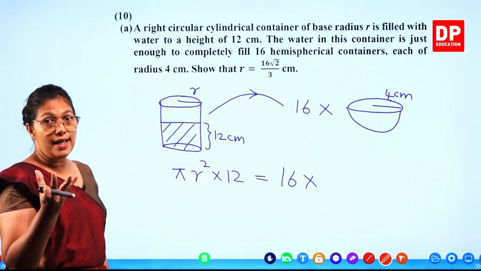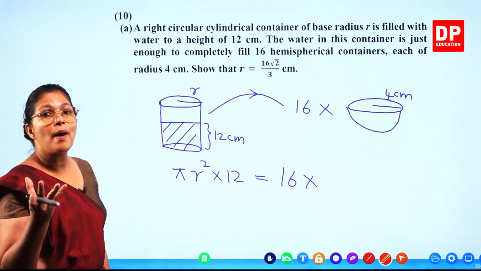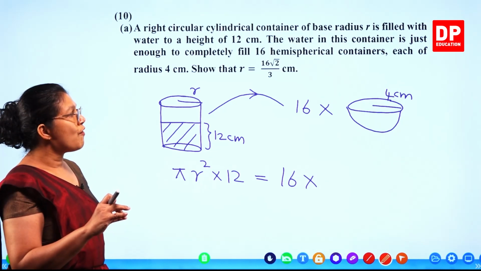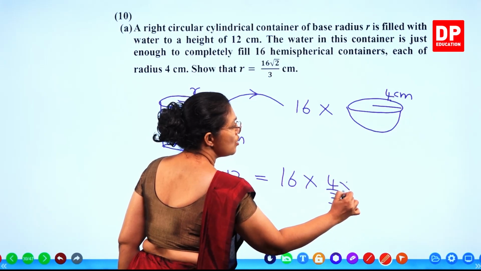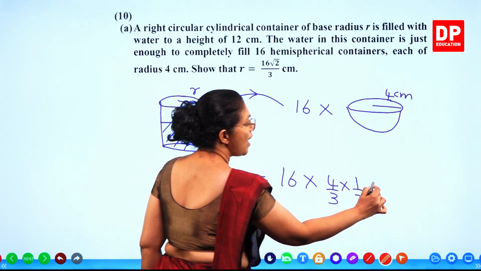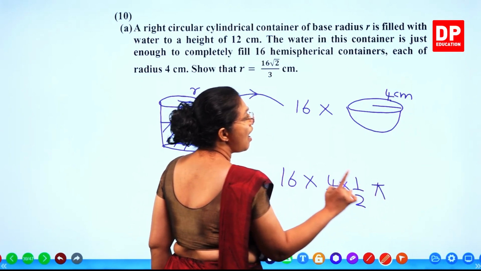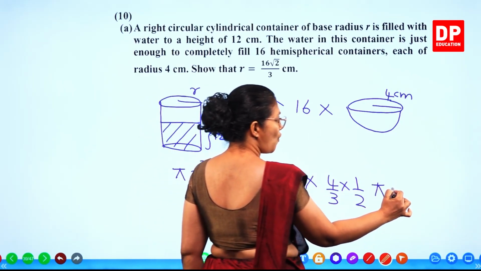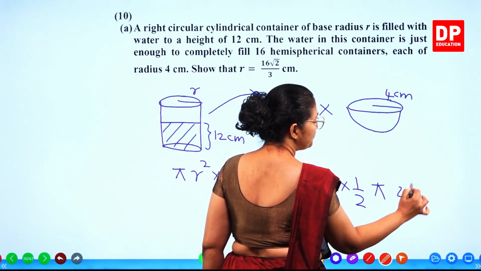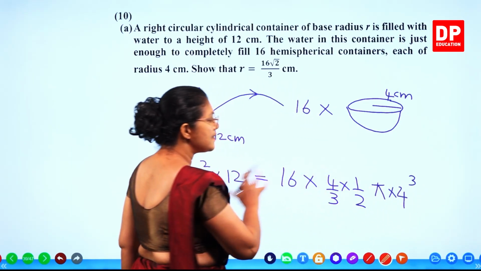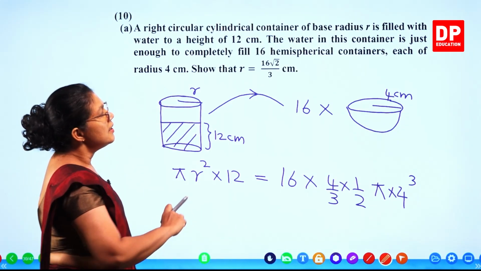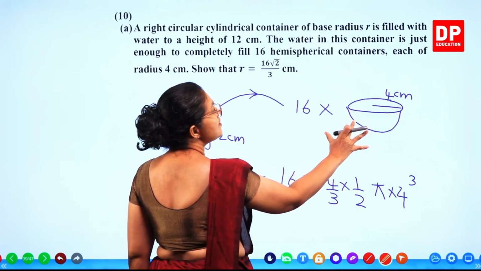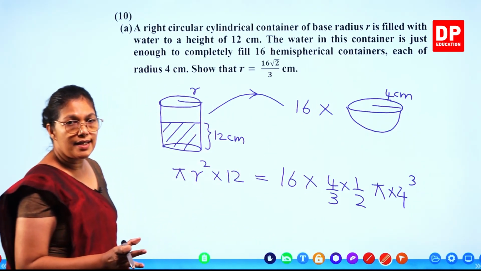What's the volume of one hemispherical container? The sphere is 4/3 pi r cubed, so you have to use half of that. So 4/3 into half, pi r cubed. The radius is 4, so 4 cubed. These are equal because the same amount of water can fill 16 hemispherical containers.